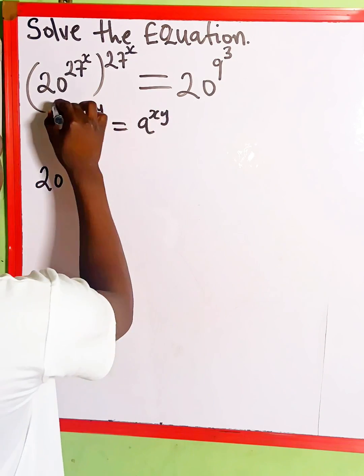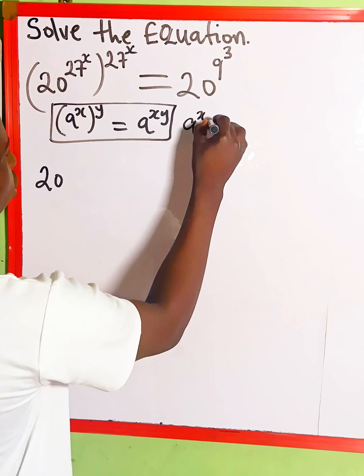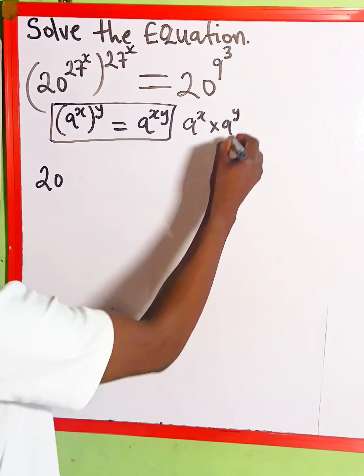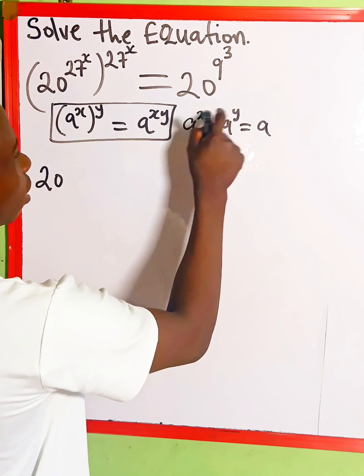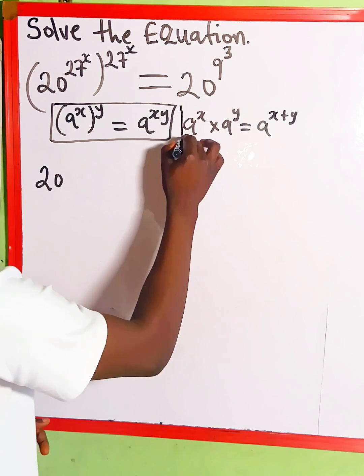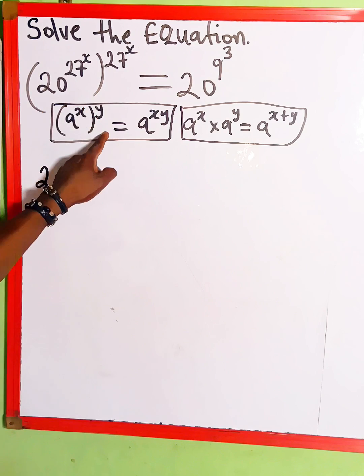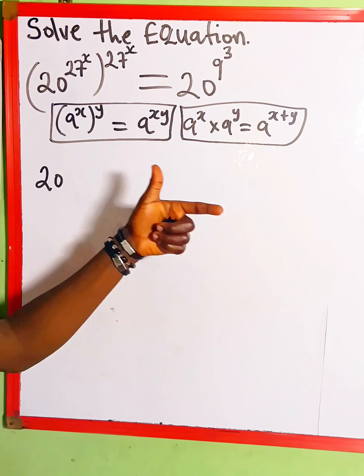So what I mean is this: when we are multiplying a to the power of x multiplied by a raised to the power of y, as you can see, the bases are the same. All we need to do is to write one of the base, then we add the two powers. So the first power is x plus the second power, which is y. So this is the second property we are going to apply to the powers. So the first property is the power property, while the second property is the multiplication property of indices.